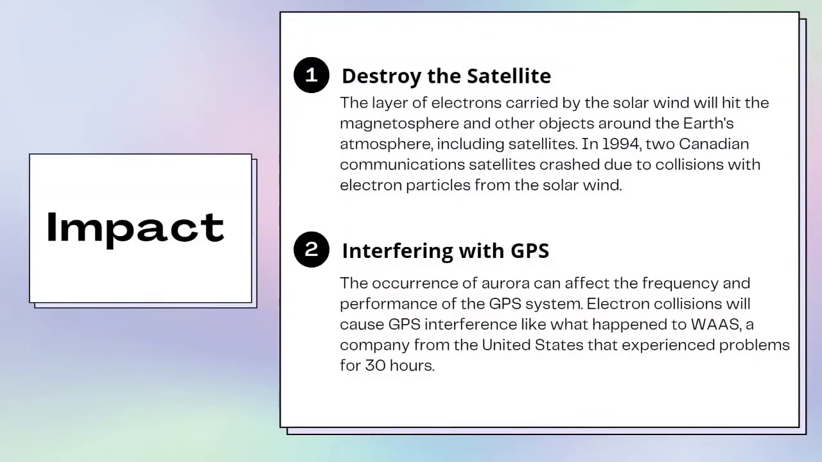Second, interfering with GPS. The occurrence of aurora can affect the frequency and performance of the GPS system. Electron collision will cause GPS interference, like what happened to WAAS, a company from the United States that experienced problems for 30 hours.